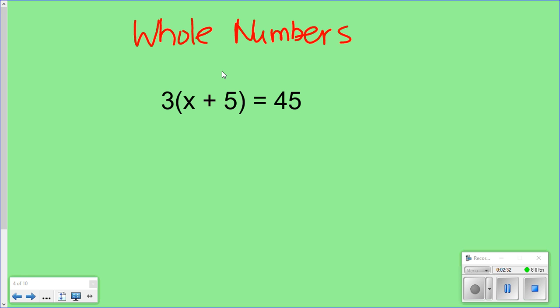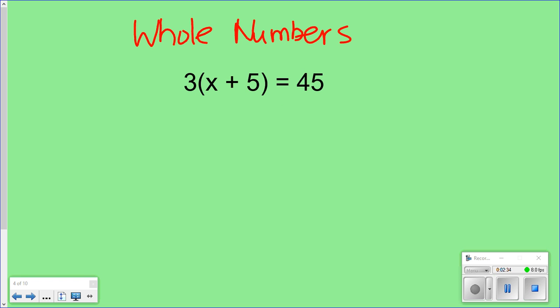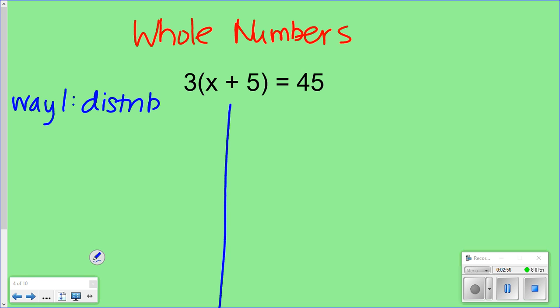All right, so this is the problem we're going to do. I'm going to show you 2 ways to solve these types of problems. You can choose whichever way you like. You decide which way you like the best for now. I suggest you write both ways down, because I'm going to make you try both ways. So here's way 1, and I call it distributive. Then I'm going to rewrite the problem just so I have it here.